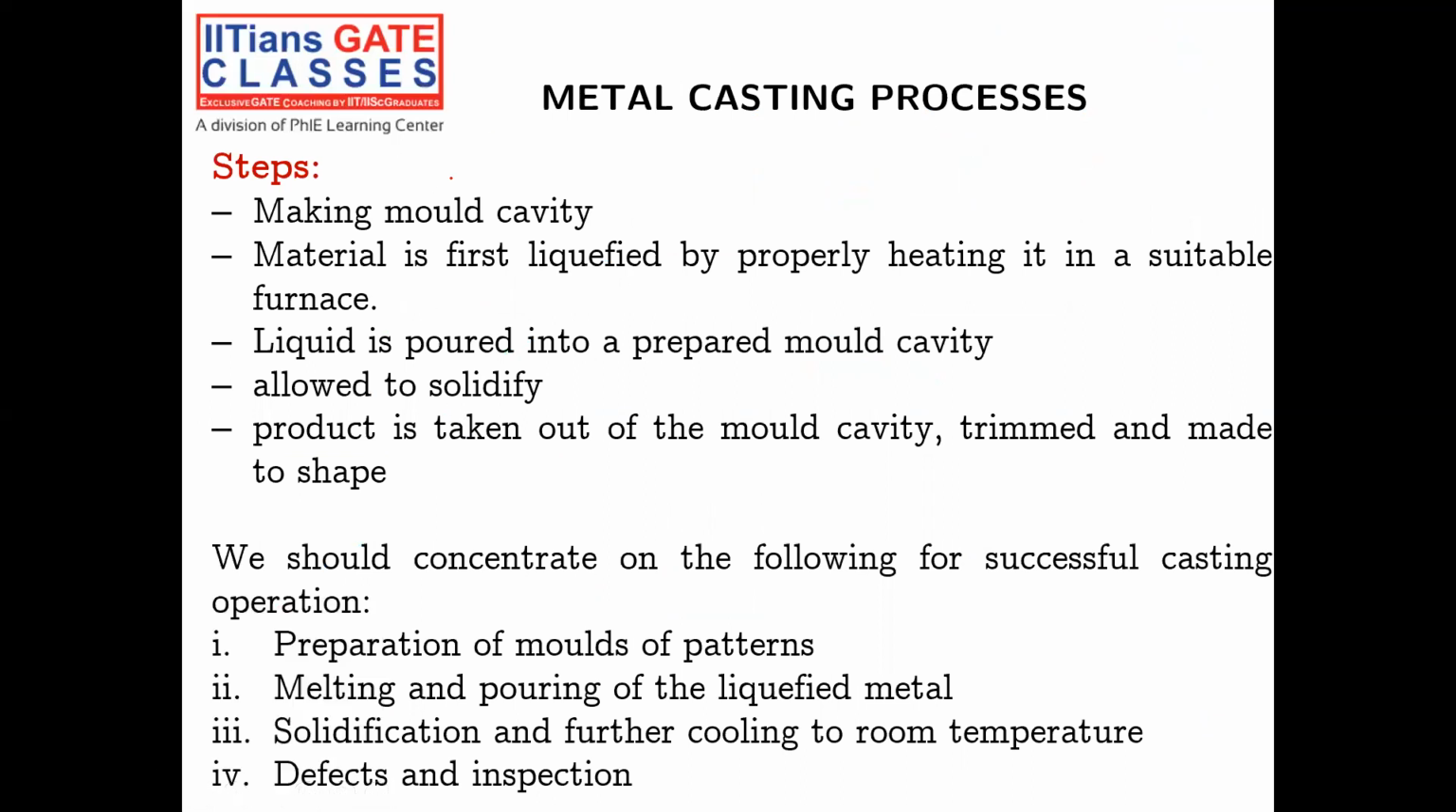What are the steps that are involved for a metal casting process? Number one, you are making the mold cavity. As I told you, you have to make the mold cavity. This mold cavity is made by using a thing called pattern. So let's discuss that pattern a little later, but we have to use a pattern to make this mold cavity. Pattern, you can call pattern as a replica of mold cavity.